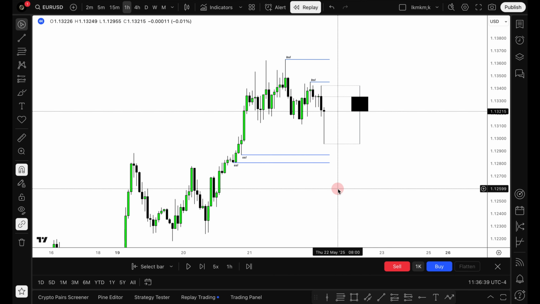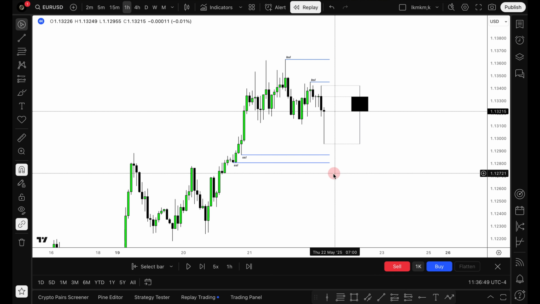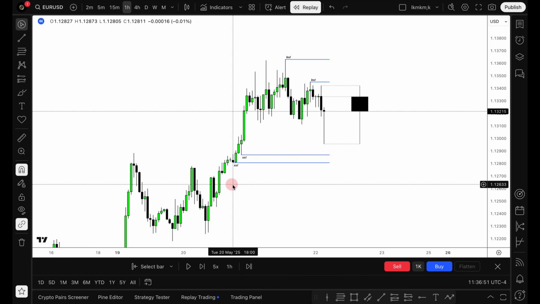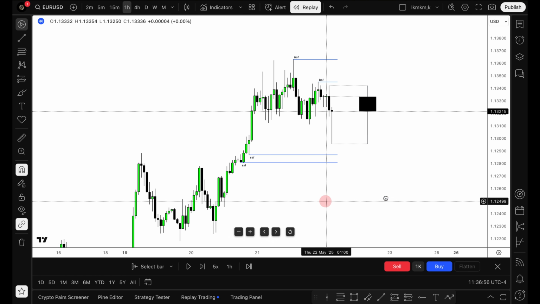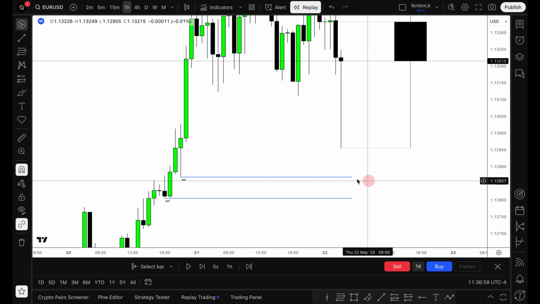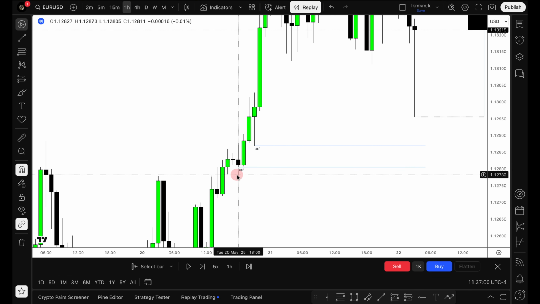Moving on to the charts now, I'm going to show you what buy side and sell side liquidity highs and lows look like in an actual charting environment and charting scenario. So here on the left hand side of the charts, let me zoom in. We've got sell side liquidity at this low and this low.